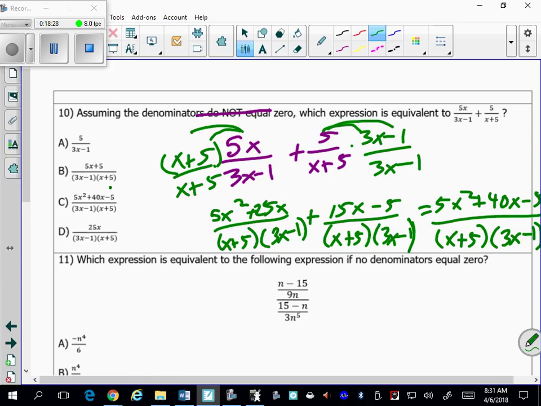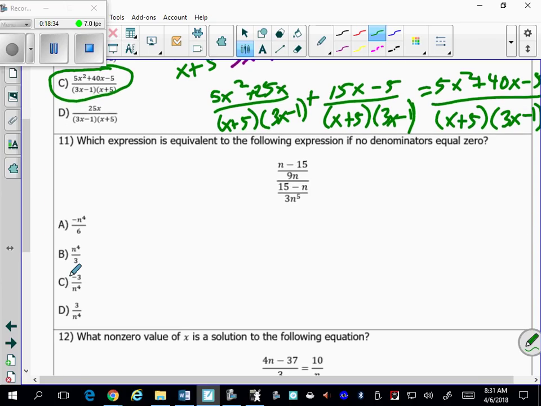Number 11, so we have n minus 15. So this is a fraction divided by another fraction. So the first thing you should do, keep, change, flip. So keep that first fraction the way it is, change it to multiplication, and flip the second fraction so the denominator becomes a numerator and the numerator becomes a denominator.